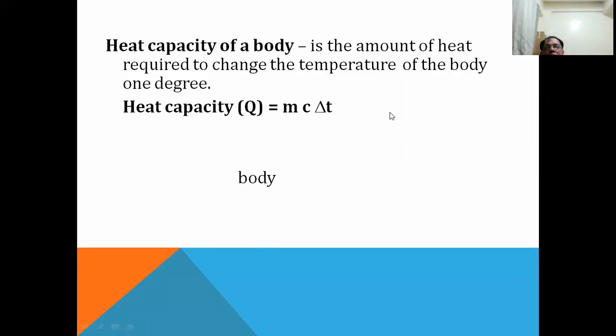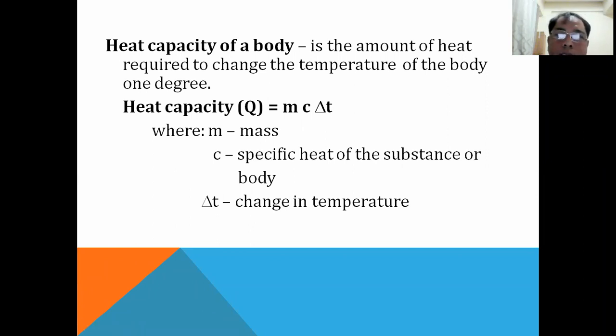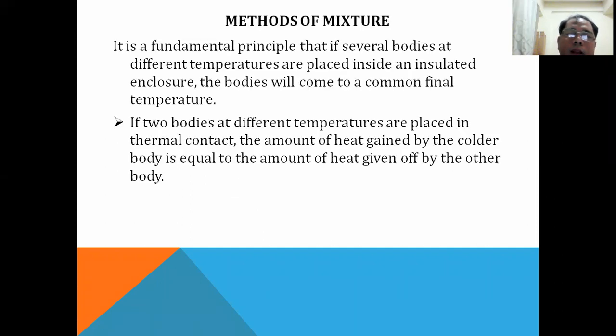Again, heat capacity of a body is usually indicated by this equation, mc delta t. M is our mass, c is our specific heat, and delta T is our change in temperature. Usually delta T is subtracting a final temperature with an initial temperature. Now specific heat is actually a constant for a specific material, though parehas man sa density. It is identified only to that specific material.